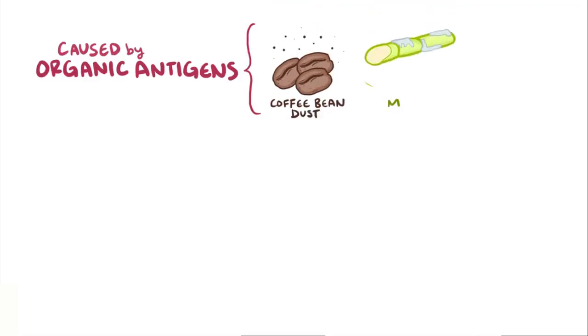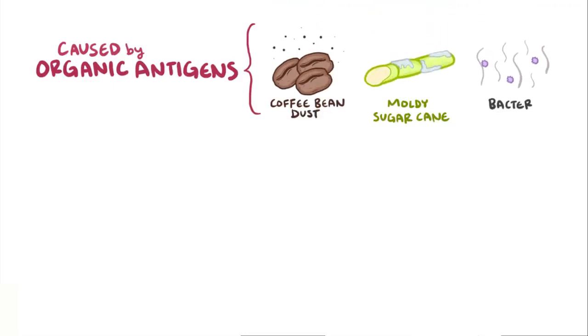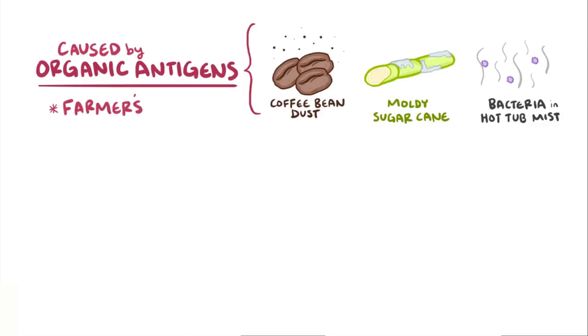Hypersensitivity pneumonitis can be caused by a variety of organic antigens, from coffee bean dust to moldy sugarcane to bacterial spores in the mist from hot tubs. The resulting disease is often named for the profession at risk. For example, the most common type is farmer's lung, which is caused by breathing in the spores of actinomycetes that live in moist, newly harvested hay.